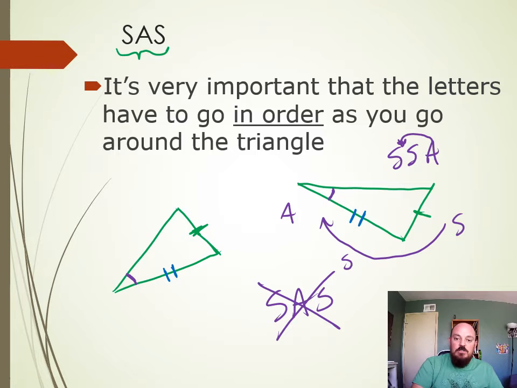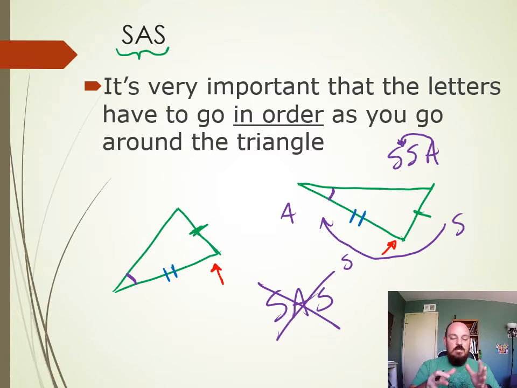So unless we are talking about this angle right here, the one where I put the red arrow, that's the angle that it would need to be in order to use SAS, because it has to be the angle in between the two pairs of sides that you know are congruent. So the original picture that I drew you there is not congruent by SAS.